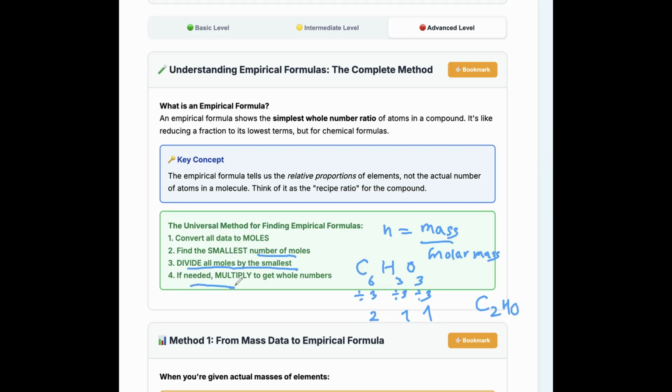If needed, you multiply to get whole numbers. Sometimes I get a ratio like 1.5, 1.5, and 1. This is not a whole number. I cannot use it. I cannot say C1.5 H1.5 O. So I need to multiply it by a certain number. I choose whatever number I can use so that I get whole numbers. 1.5 multiplied by 2 is 3, 3, and then 2. This means that my ratio will be C3H3O2. This is working, but the decimals, I can never use.